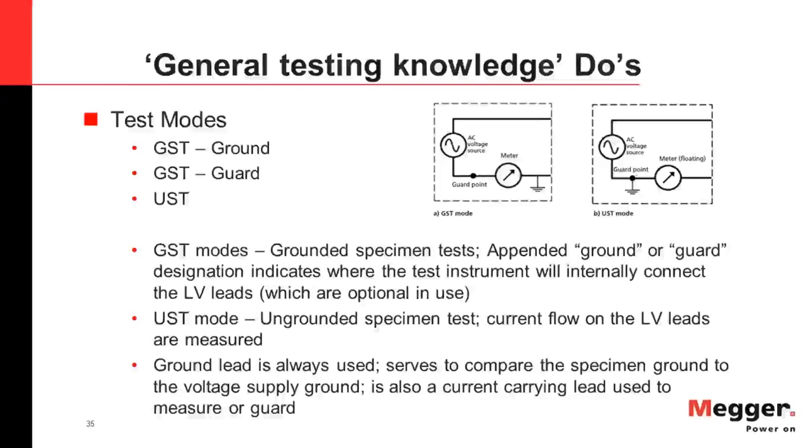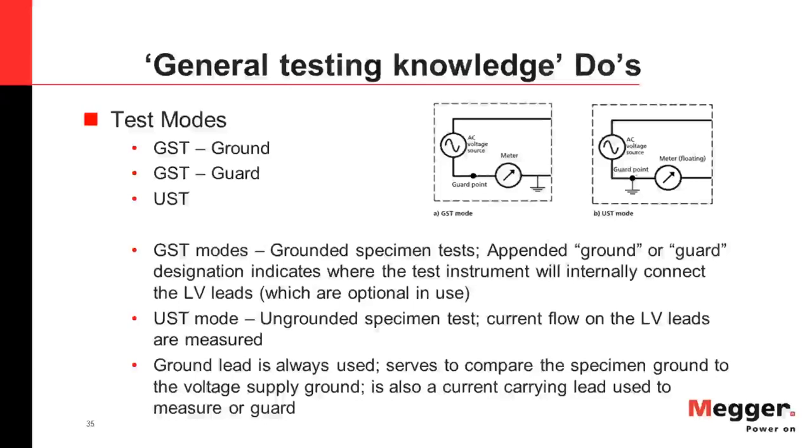The UST mode, on the other hand, is an ungrounded specimen test. You can see the guard point now is grounded instead. So any current flow along the now required low voltage leads is measured. The ground lead is always used. Not only does it serve to connect the specimen ground to the voltage supply ground, but it's also a current-carrying lead used to measure, or in the case of UST, used to guard.